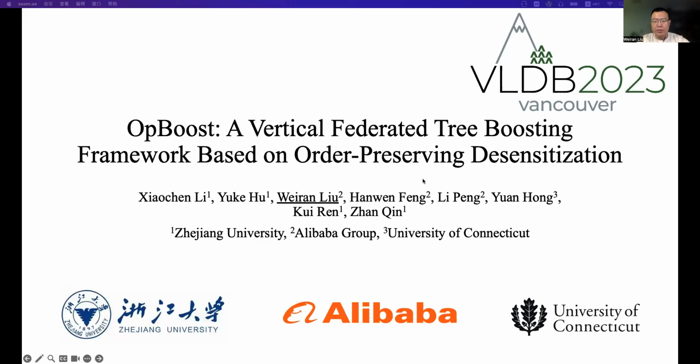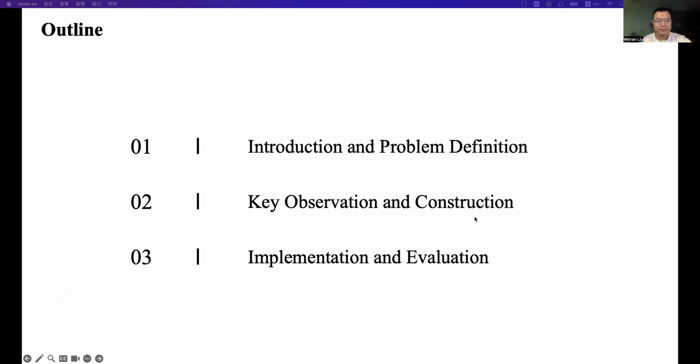Today, I will present our work, OP-Boost, a vertical federated tree boosting framework based on order-preserving desensitization. This is joint work with Xiaochen Li, Yuke Hu, Wenfeng Han, Peng Li, Yuan Hong, Hui Ren, and Zhan Qin.